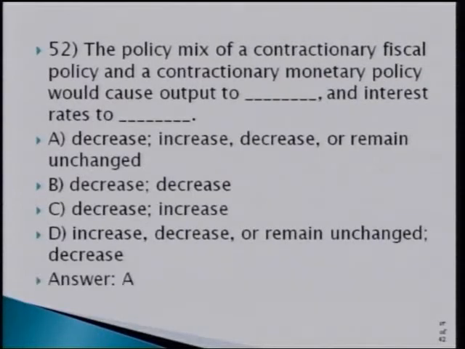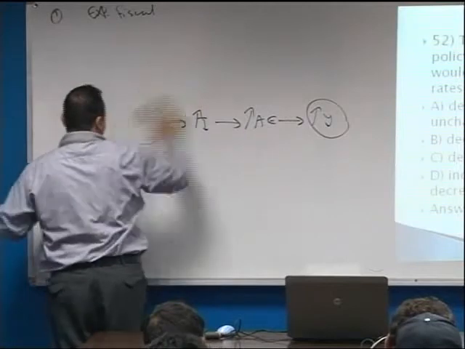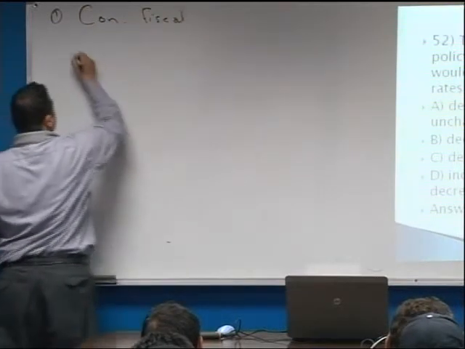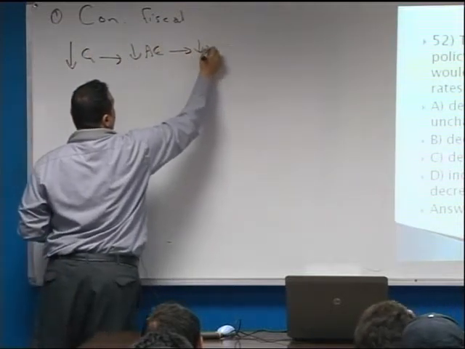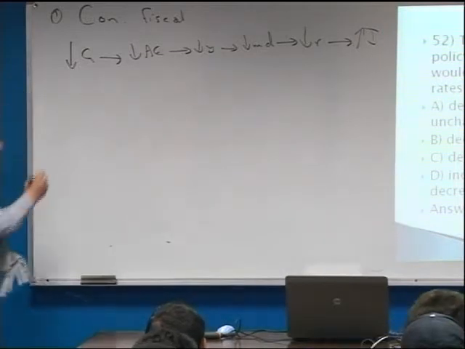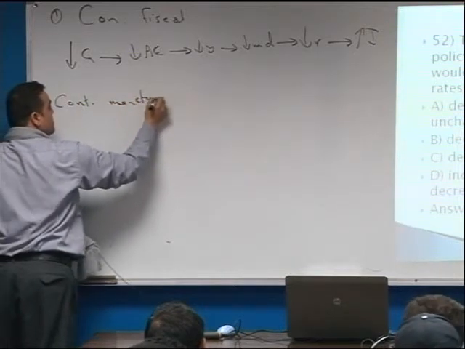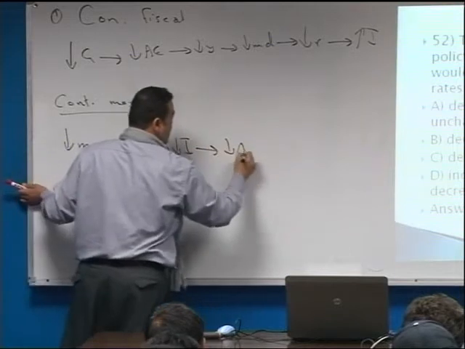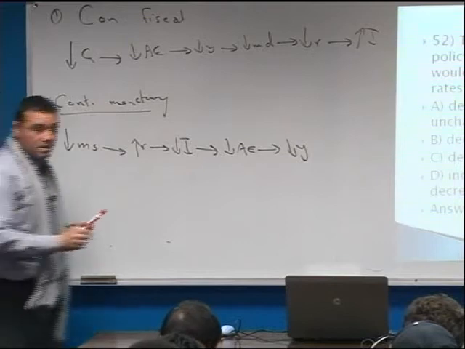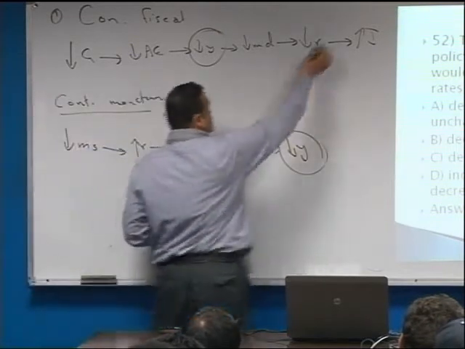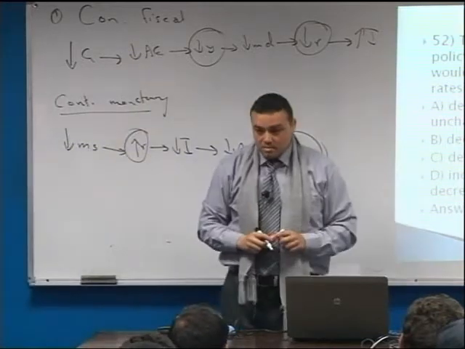A policy mix of a contractionary fiscal and contractionary monetary. Contractionary fiscal means decreasing G, decrease aggregate expenditure, decrease Y, decrease money demand, decrease R, increase I. Contractionary monetary: decrease money supply, increase R, decrease I, decrease aggregate expenditure, decrease Y. What about Y? It declines, so Y will definitely decrease. But what about R? Here it decreased and here it increased, so it should be ambiguous. Right? Okay.